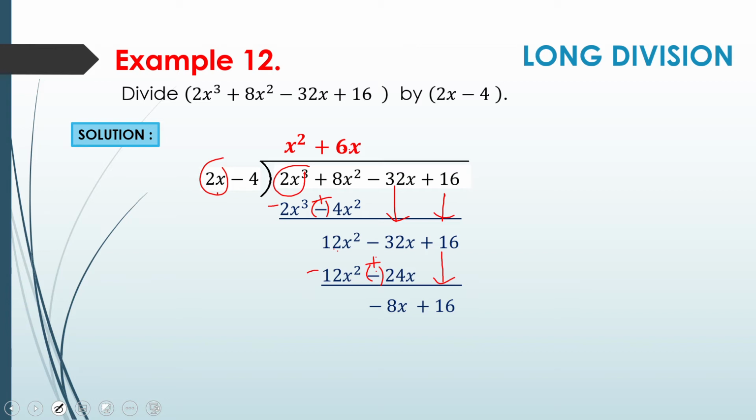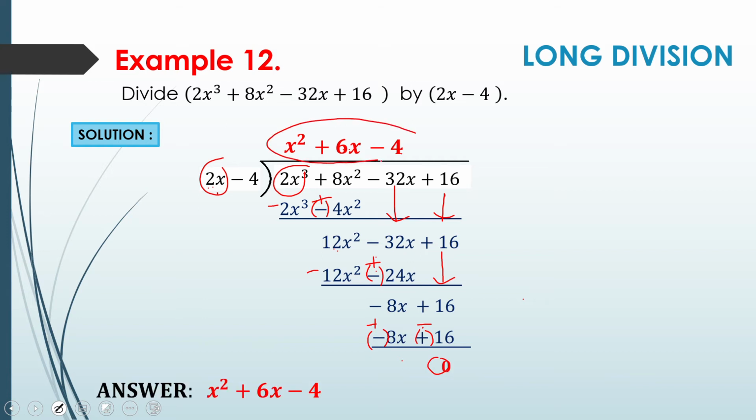Minus 8x divided by 2x will give you minus 4. Then you multiply with the divisor: minus 4 times 2x is minus 8x, minus 4 times minus 4. So I change the signs. This will become plus, this one here becomes minus. Minus 8 plus 8 is 0, 16 minus 16 is 0. In this case, the remainder is 0, hence the quotient or the answer is x squared plus 6x minus 4.